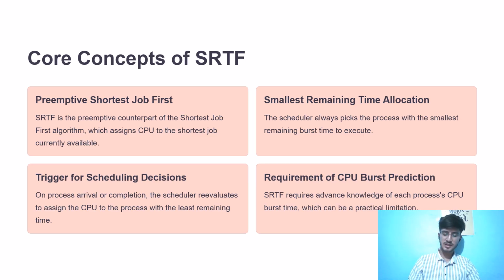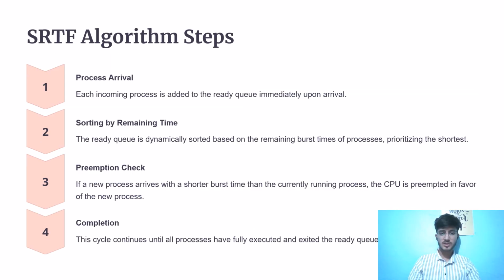Now let's move to the next slide, the algorithm steps. SRTF algorithm steps. First step: each incoming process is added to the ready queue immediately upon arrival. Then second step, sorting by remaining time. The ready queue is dynamically sorted based on the remaining burst time of the processes, prioritizing the shortest one.